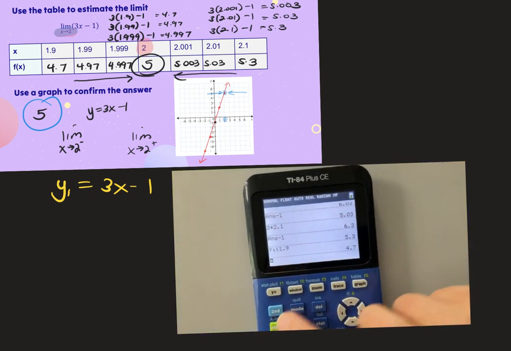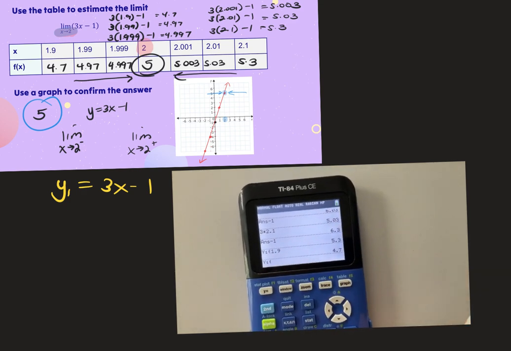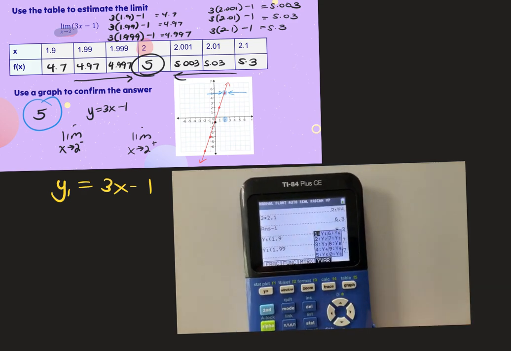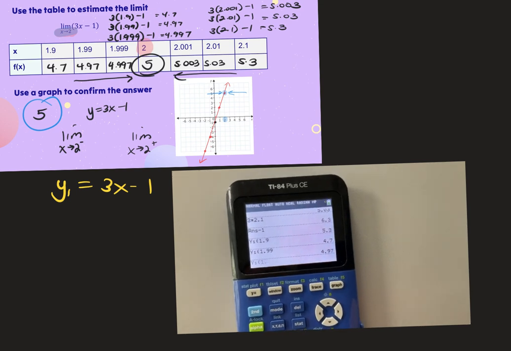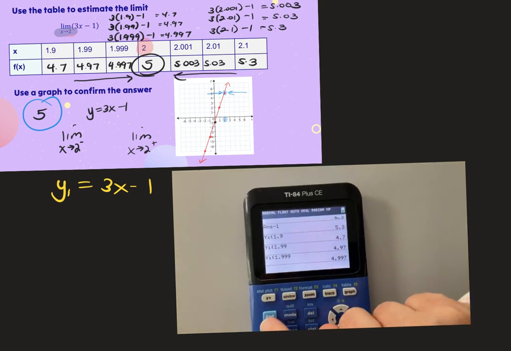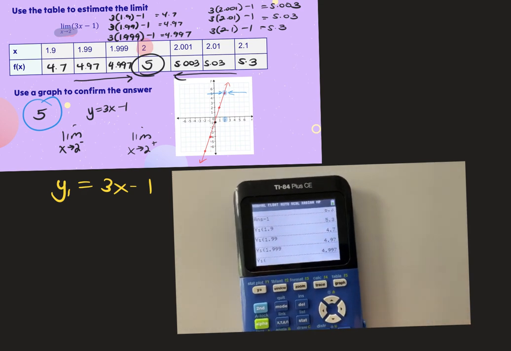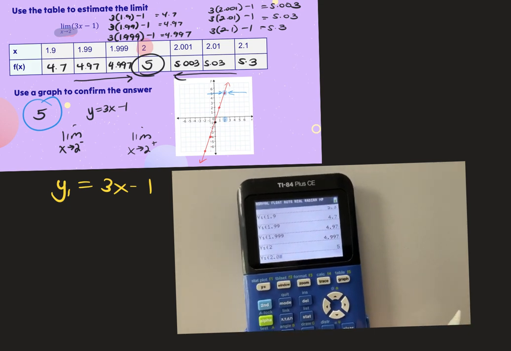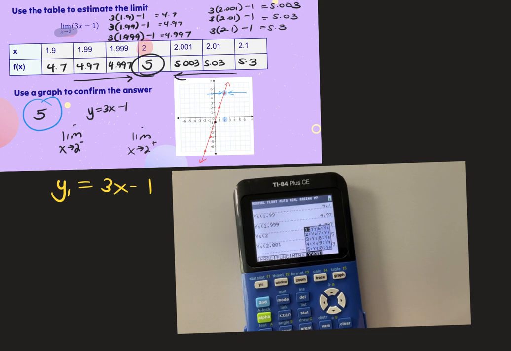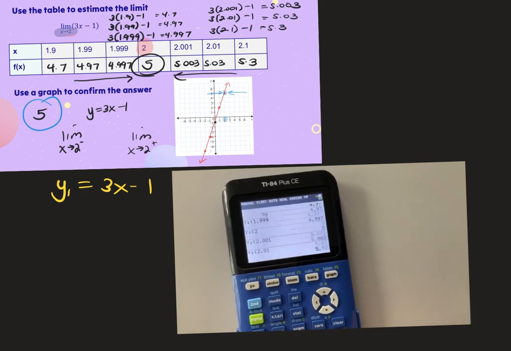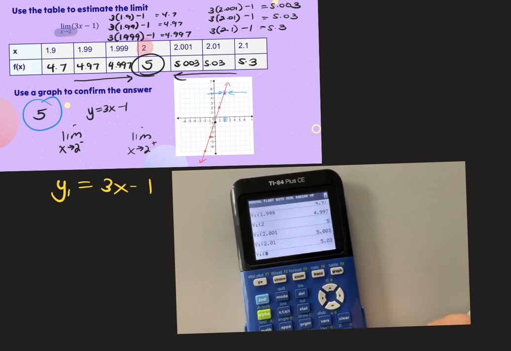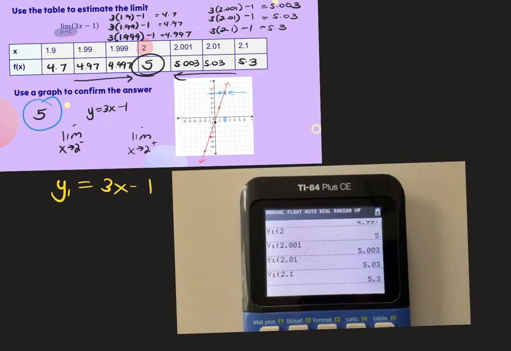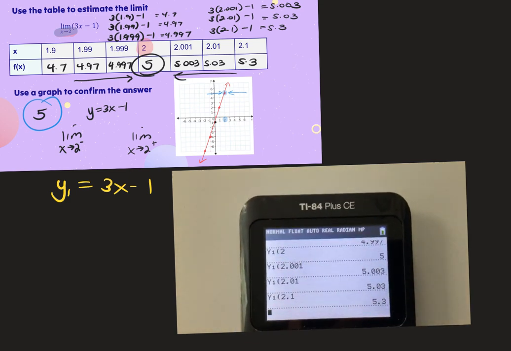If I do the same thing, alpha trace, I can go back to y1 and type in 1.99. There's 4.97. I could do alpha trace, grab y1, and do 1.999. Alpha trace y1, 2. Alpha trace y1, 2.001. Alpha trace y1, 2.01, and alpha trace y1, 2.1. You could also go to the graph and hit your value. Again, there's a bunch of different ways to do that, but that's an easy way to plug in a bunch of points.